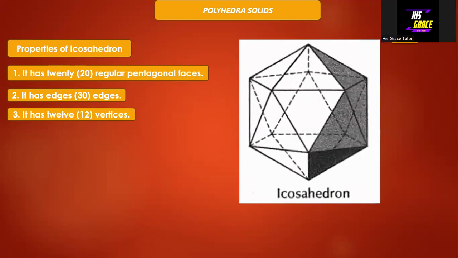Then we move on to the next one, that is icosahedron. So for icosahedron, it has 20 regular pentagonal faces. Then it has 30 edges and it has 12 vertices. Okay, so those are the properties of an icosahedron.